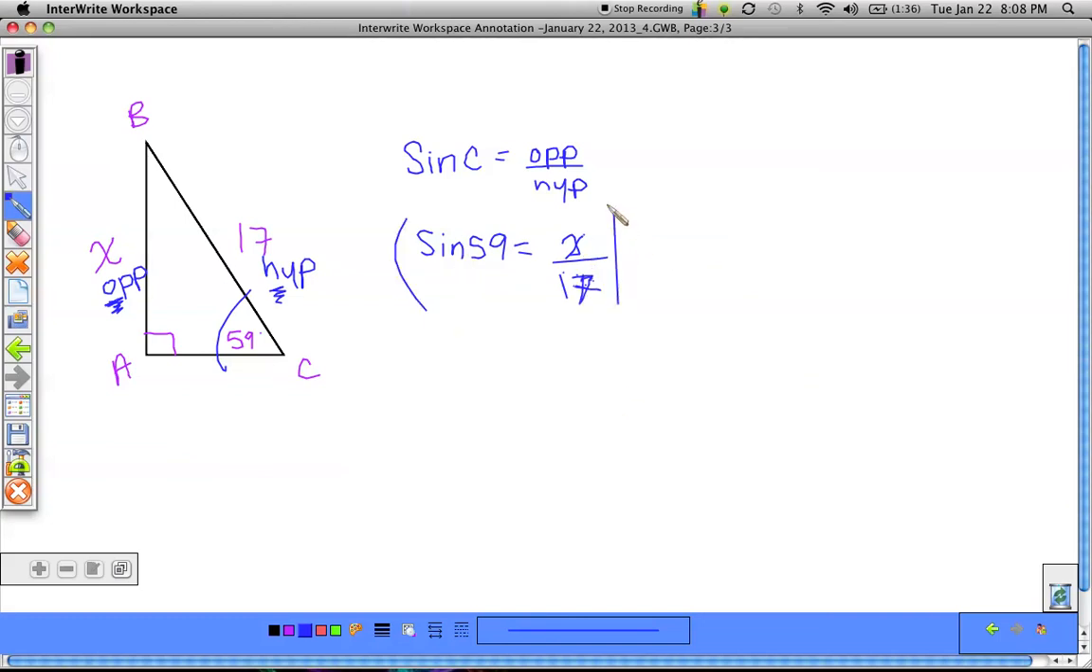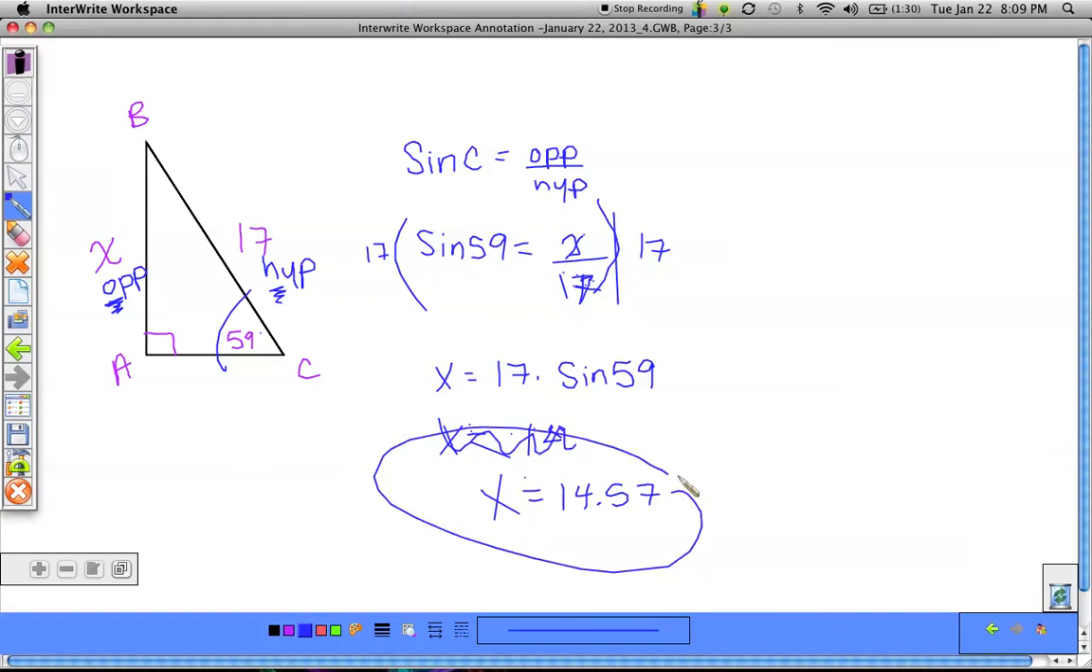We solve for x by multiplying both sides by 17. So you're left with x is equal to 17 times the sine of 59. And you should get 14.57. So x is equal to 14.57.